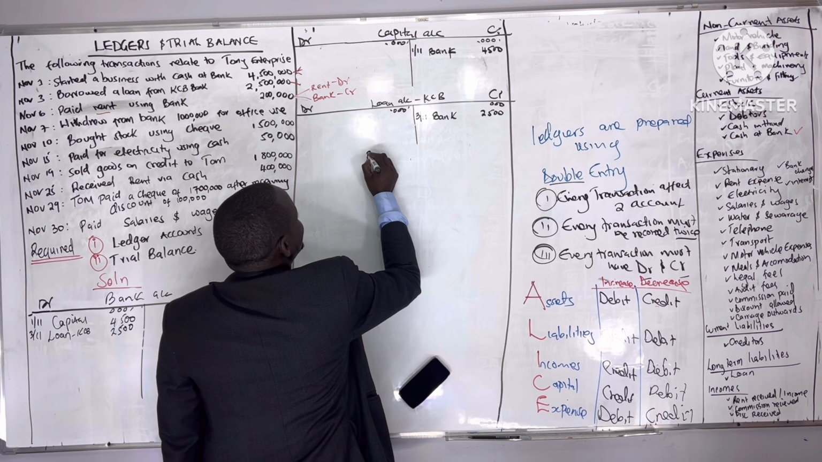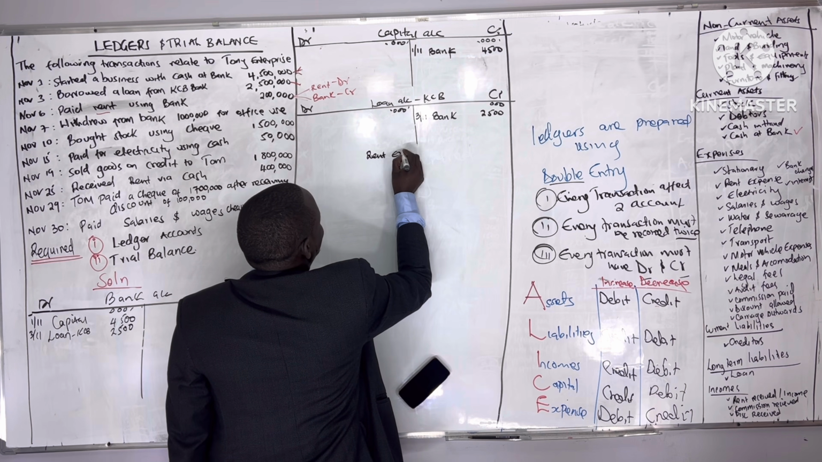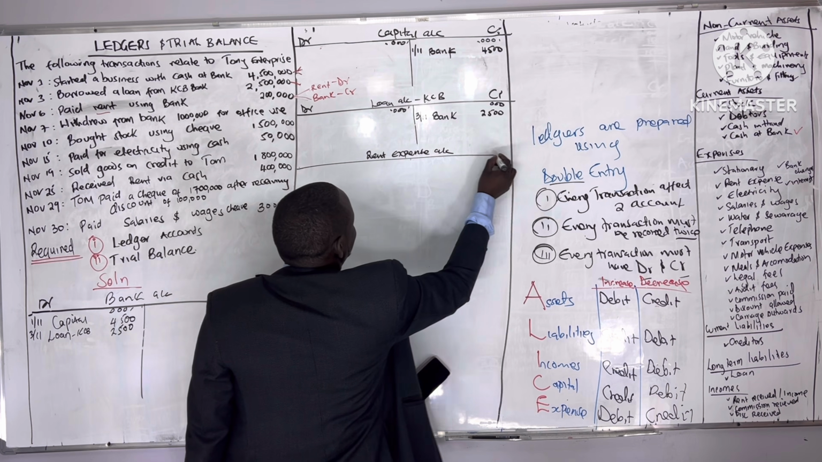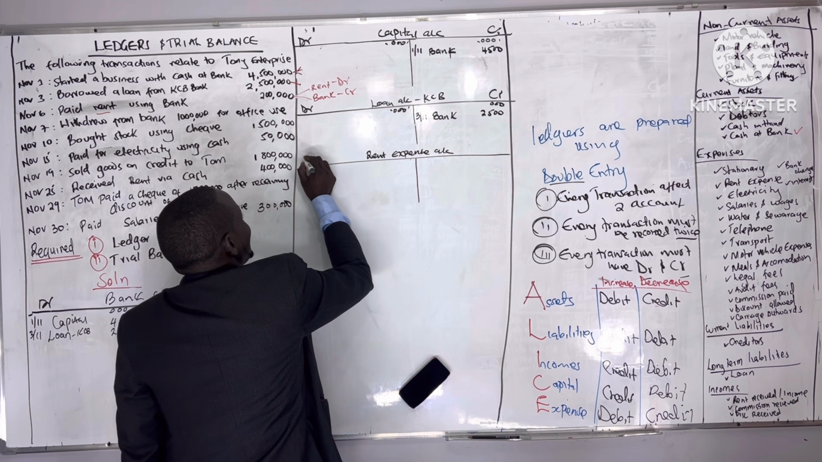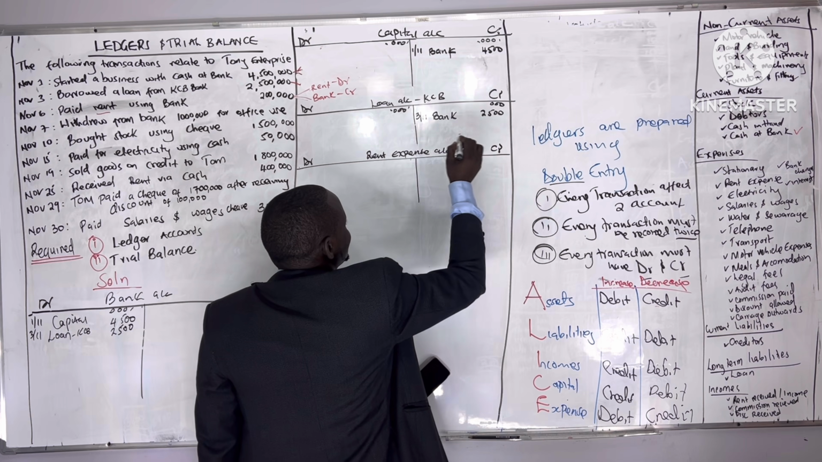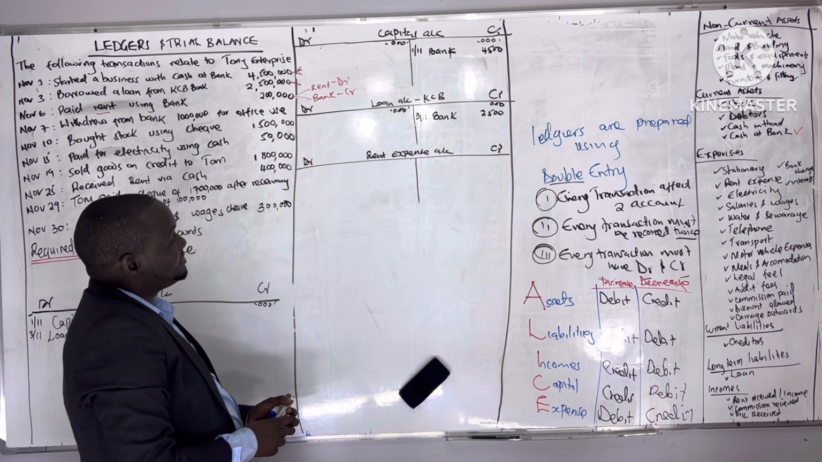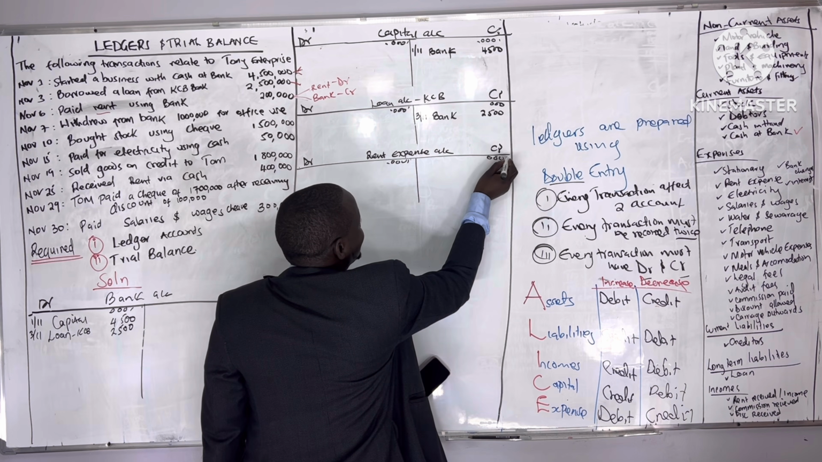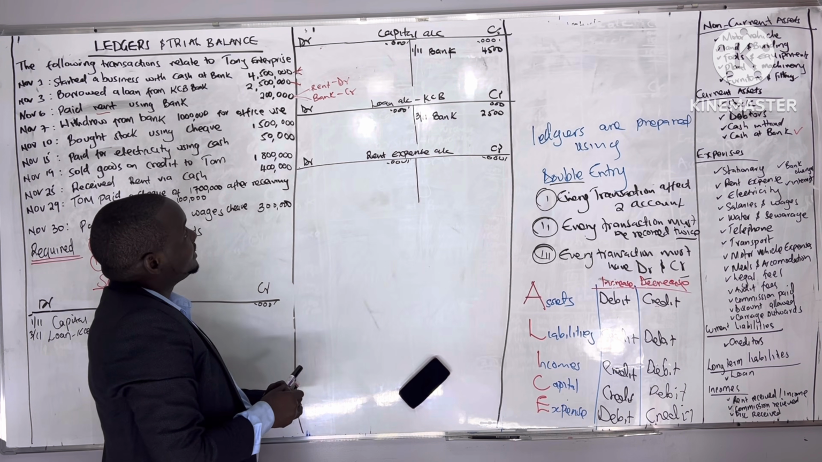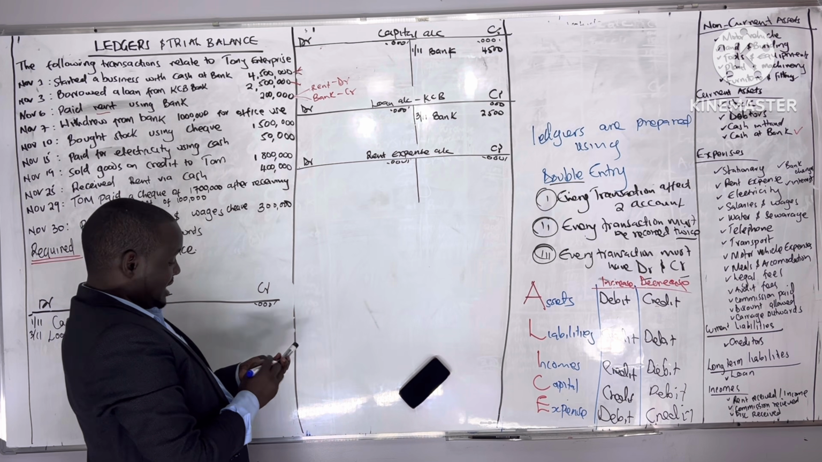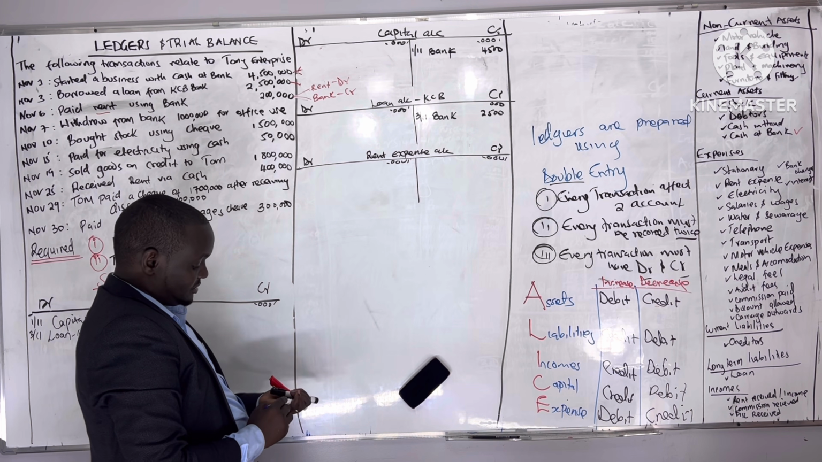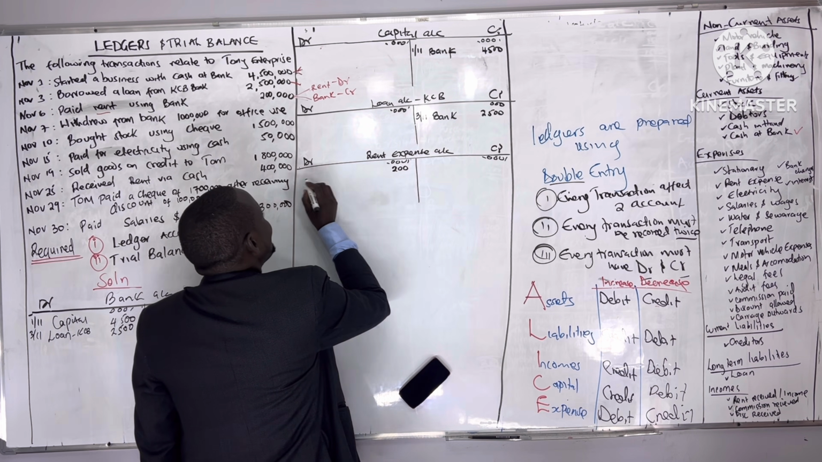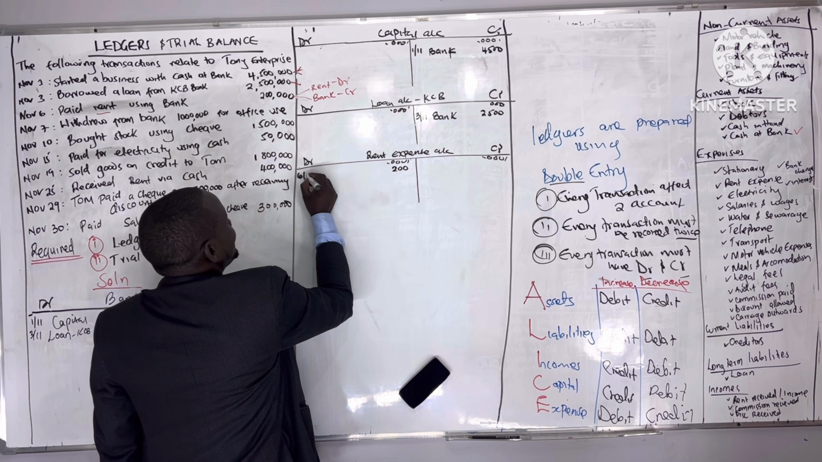So let me open the rent expense account. I have debit, I have credit. We are supposed to debit rent. My figures are in thousands here. So let me debit rent. The amount is 200. So let's have 200 there. The date is 6th November.